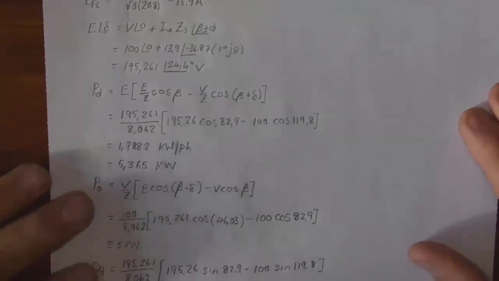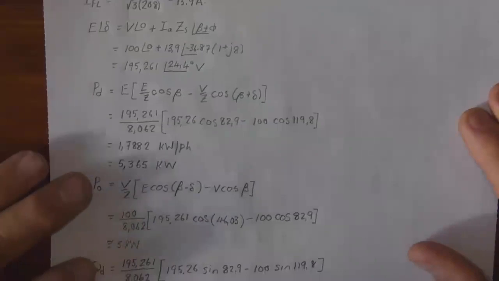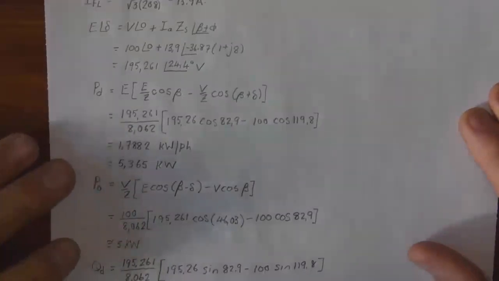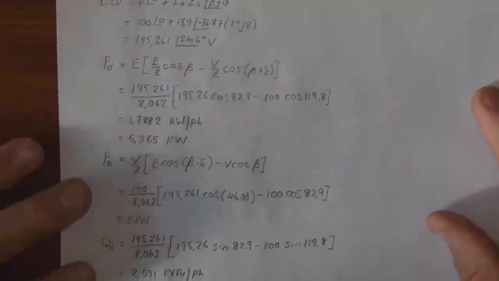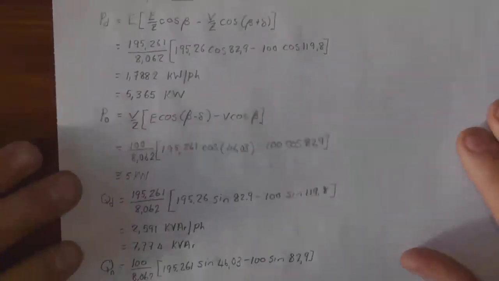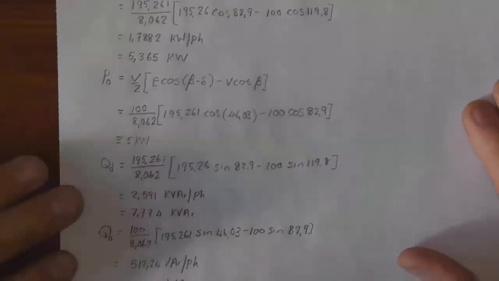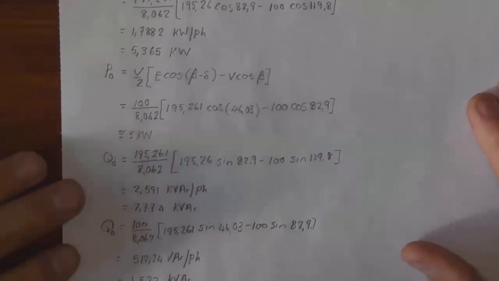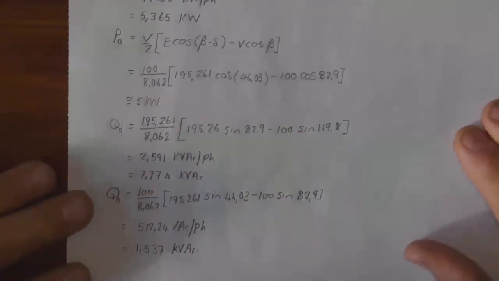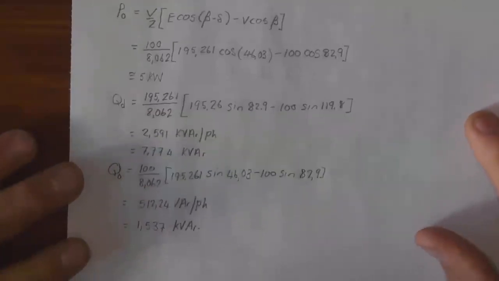Now if we use the long formula, since we are given R, then we get 1.7882 kilowatt per phase, which is 5.365 kilowatt. The output power, you can see there, is then 5 kilowatt. Q developed is 2.591 kVAR per phase or 7.74 kVAR. Q out is 512.24 volt ampere per phase, and which is 1.357 kVAR.